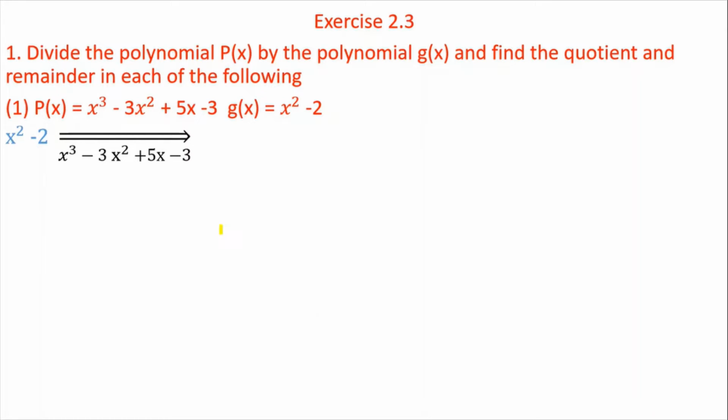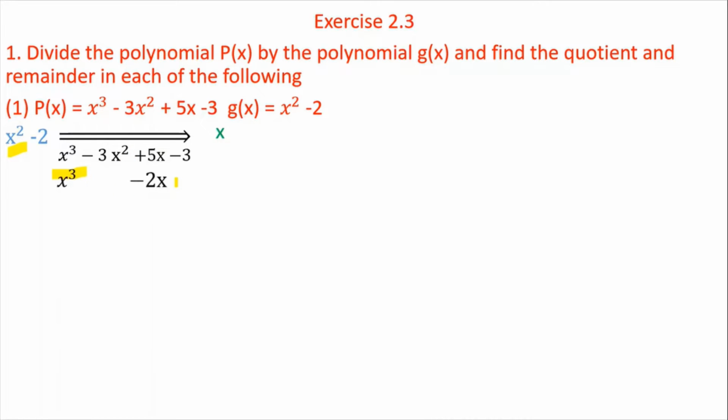First step, we have to identify the highest power of x present in the divisor, that is x squared. Now, in the dividend, what is the highest power of x? That is x cube. So, if I want to make x square into x cube, I have to multiply with x, and this x is taken as the quotient term. So x into x square is x cube, and minus 2 into x is minus 2x.